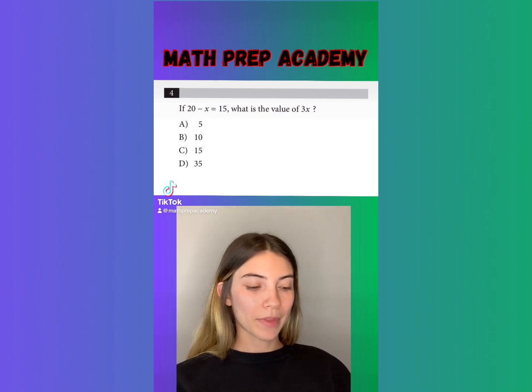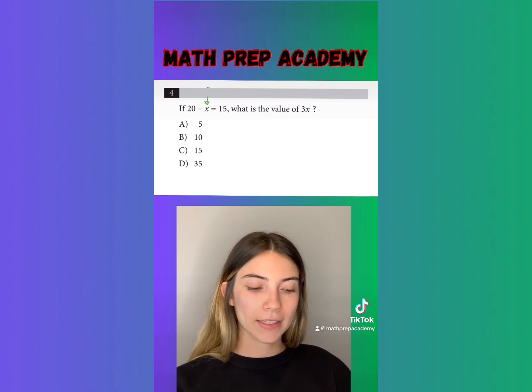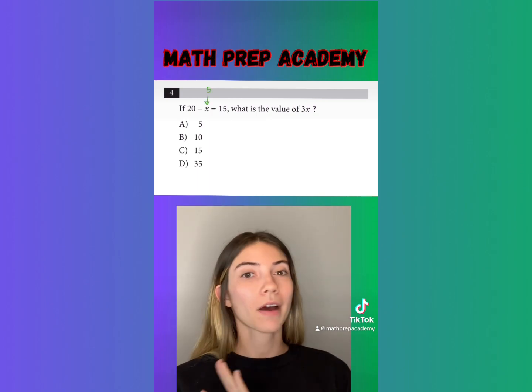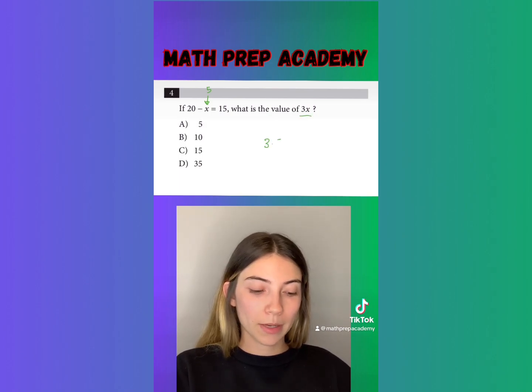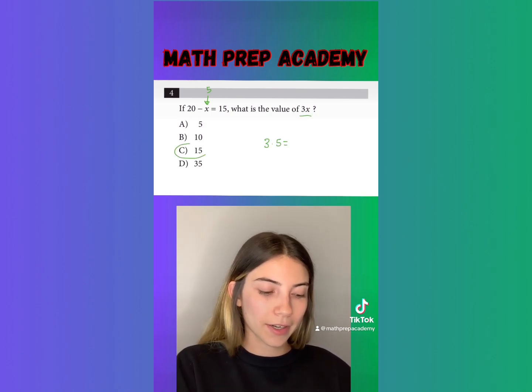How do you answer this question over here? Well, it's pretty simple. 20 minus x equals 15. So we can easily spot that the x has to be 5 because 20 minus 5 is 15. What is the value of 3x? Well, it's going to be 3 times 5, which is 15. And our answer is right here.